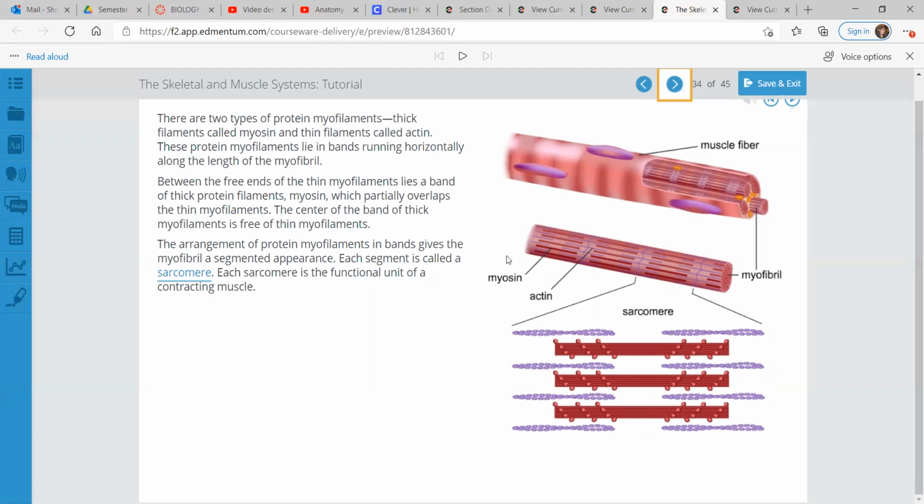The arrangement of protein myofilaments in bands gives the myofibril a segmented appearance, and each segment is called a sarcomere. And each one of these sarcomeres is the functional unit of a contracting muscle. You can see how that's all divided up here.